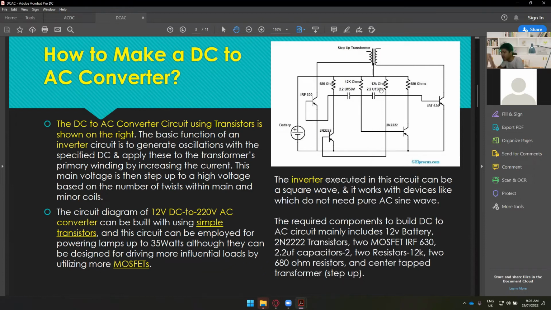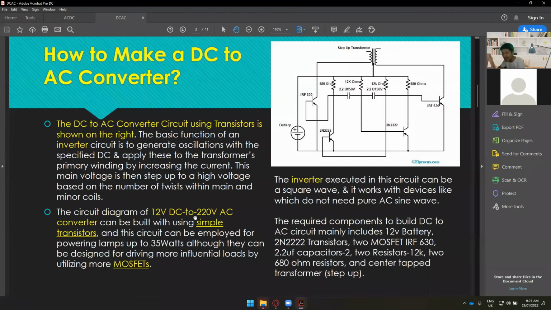We have resistors right here. We have capacitors right here. We even have NPN or PNP transistors right here, the 2N222. We even have IRF630, which is another kind of transistor, and another IRF630 right here. These are the things that you will need if you're going to use a transistor as a converter. Of course, it still needs a step-up transformer, not just a resistor, capacitor, and the transistor.